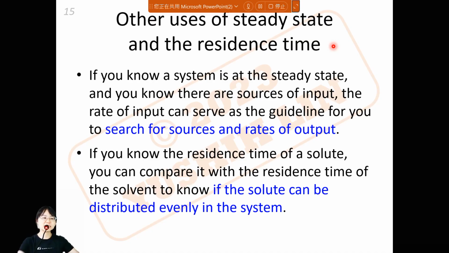Another application is if you know the residence time of a solute. Solute means the component dissolved in solvent.